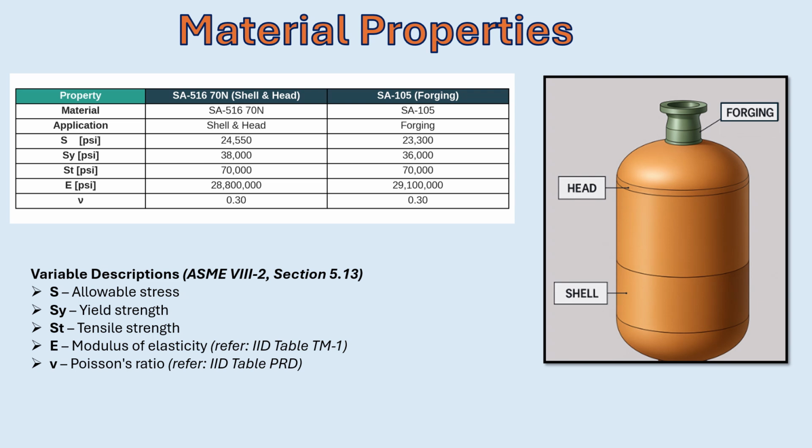The head and shell of the pressure vessel are made from SA516 material and the top forging is made from SA105. S is the allowable stress from Section 2D, Sy is the yield strength, St is the tensile strength, E is the modulus of elasticity, nu is the Poisson's ratio. These values form the basis for all stress checks.